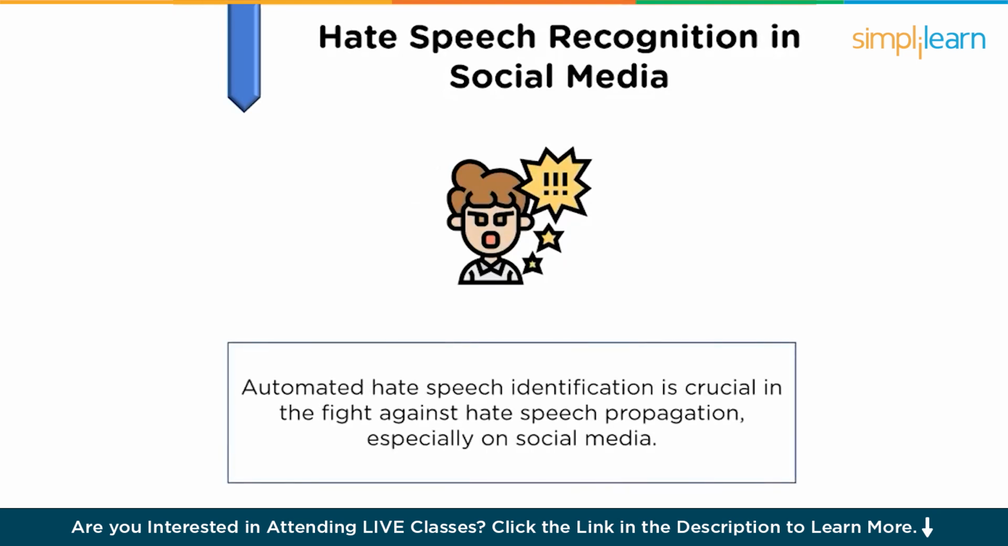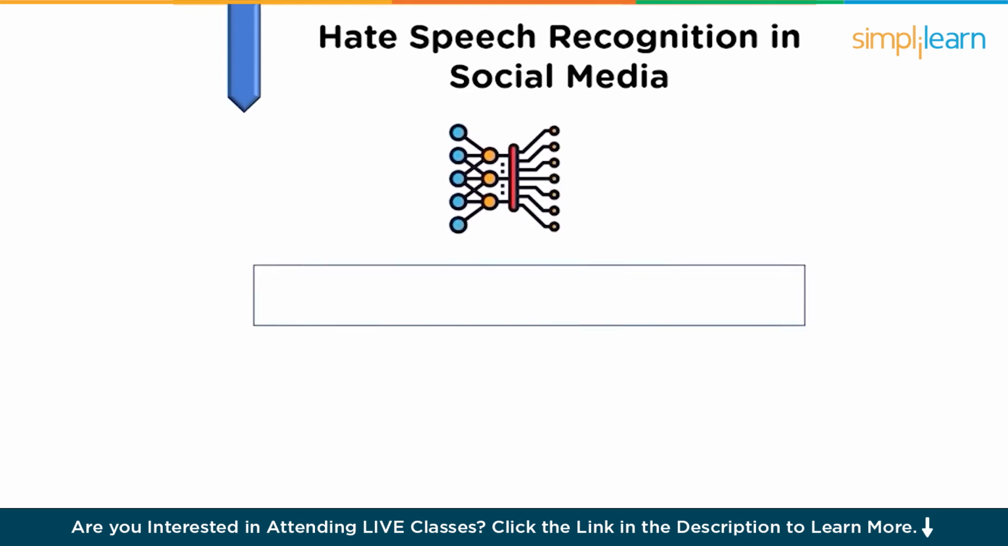Hate speech recognition in social media. Automated hate speech detection is a crucial weapon in the fight against hate speech propagation, especially on social media. For the job, many techniques have been developed, including a recent explosion of deep learning-based systems for the objective of detecting hate speech. A number of techniques have been investigated, including conventional classifiers, deep learning-based ones, and a combination of both of them. On the other hand, a number of dataset benchmarks, including Twitter sentiment analysis, have been introduced and made available for the evaluation of the performance of these algorithms.